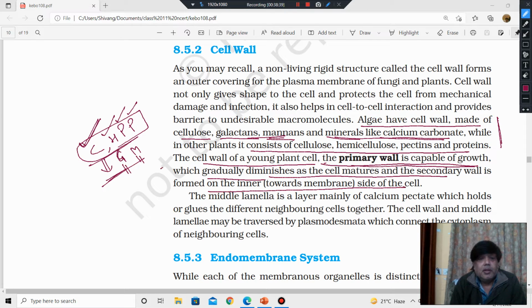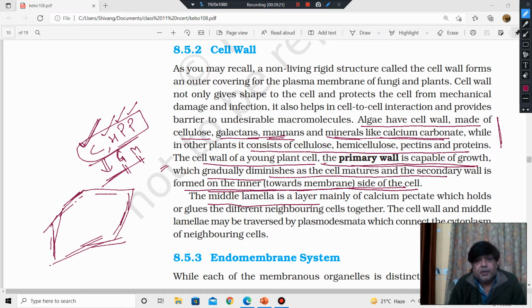And this primary cell wall has the capacity to grow, which gradually diminishes as the cell matures. At the maturity of the cell, when the cell is fully mature, the secondary cell wall is deposited inside the primary cell wall. So first the primary cell wall, then the second layer, the secondary cell wall, is formed. Secondary cell wall is laid down over the surface of the primary cell wall, on the inner, towards the membrane, side of the cell.